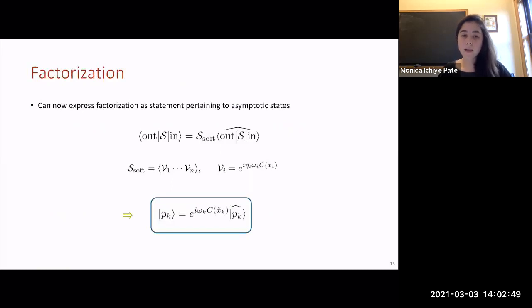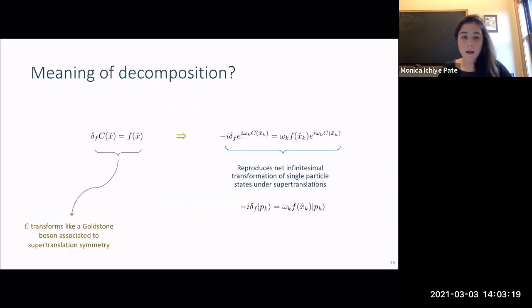And the utility of doing that is now we can express factorization. Instead of being a statement about scattering amplitudes, we can talk about it as a statement about asymptotic states. So in particular, we can regard it as the factorization of single particle states into an exponential of this operator C and whatever is needed to reproduce the hard part of the S matrix. And so what I'd like to now explain is what the meaning of this decomposition is.